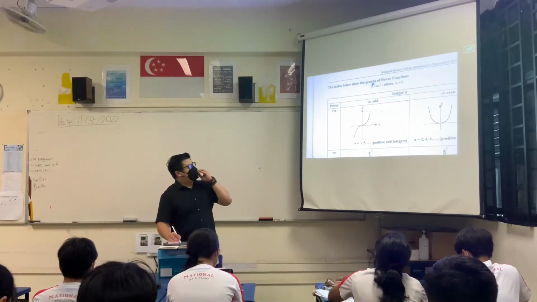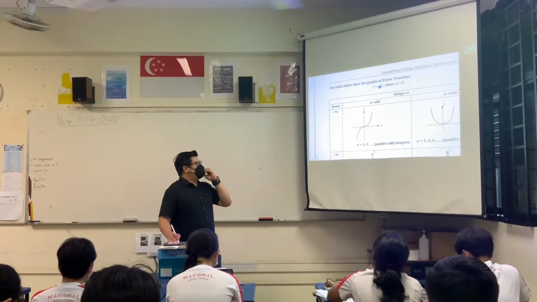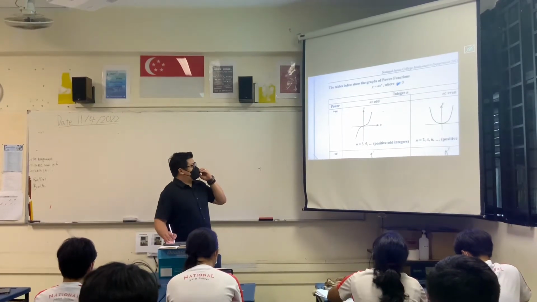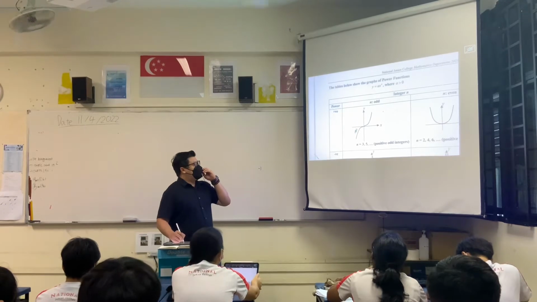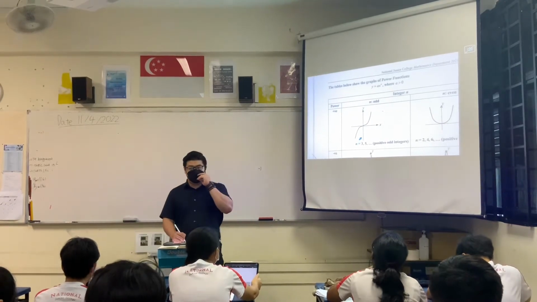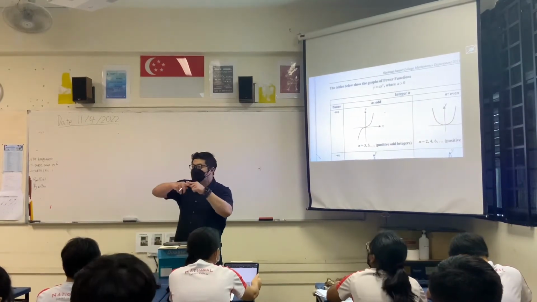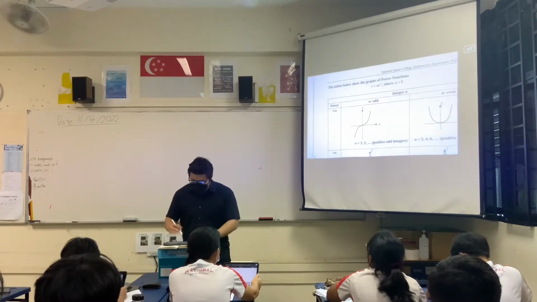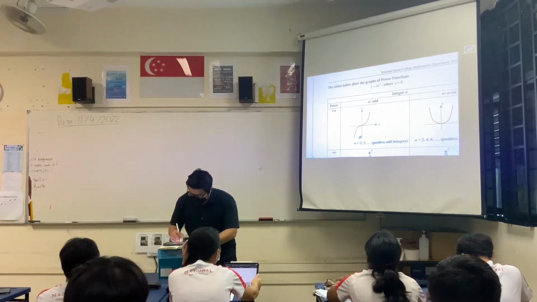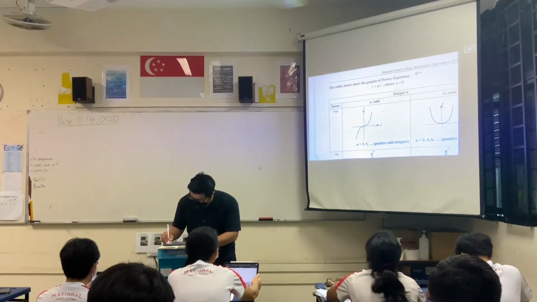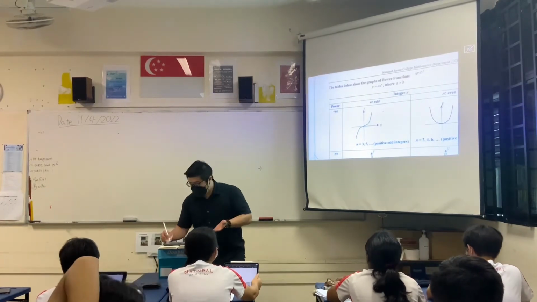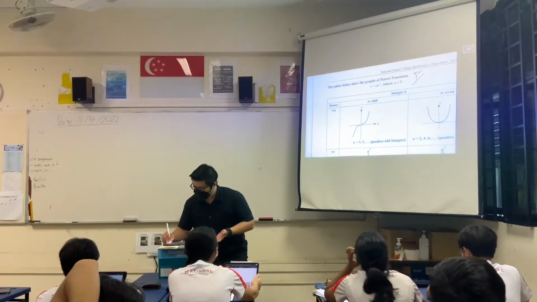If we have y equals ax to the power of n, where a is positive, generally here, if n is odd, n cannot be 1. Because if n is 1, then this is y equals x to the power 1, just a linear line.